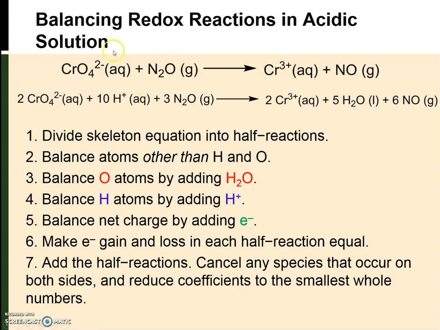So in this previous example, we looked at balancing the reaction of chromate converting to chromium 3+, so being reduced, and N2O being oxidized to NO. In this specific case, we were assuming we were working under acidic conditions, so we balanced hydrogen and oxygen by adding water and protons. Now we're going to look at an example where we're working under basic conditions, but we're going to start out using the same process that we used in the acidic solution.